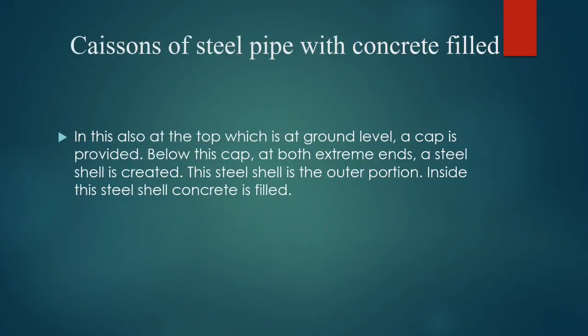Caisson of a steel pipe with concrete filled. In this, also at the top, which is at ground level, a cup is provided. Below this cup, at both extreme ends, a steel shell is created. This steel shell is the outer portion. Inside this steel shell, concrete is filled.